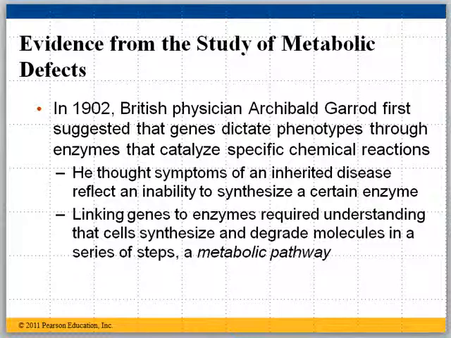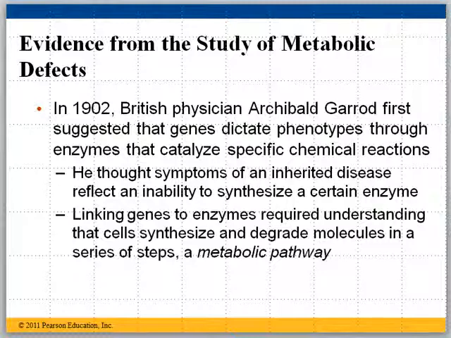It might be Garrod, it might be Garrett, I'm not sure. He first suggested that genes dictate phenotypes through enzymes that catalyze specific chemical reactions. So Archibald Garrod was one of the first people to say, okay, I think the way that this works is that the genes control the creation or the work of certain enzymes. And we know that enzymes are generally proteins, chemical factors that promote a chemical reaction. So he said these enzymes control certain chemical reactions that control what we see about the body.